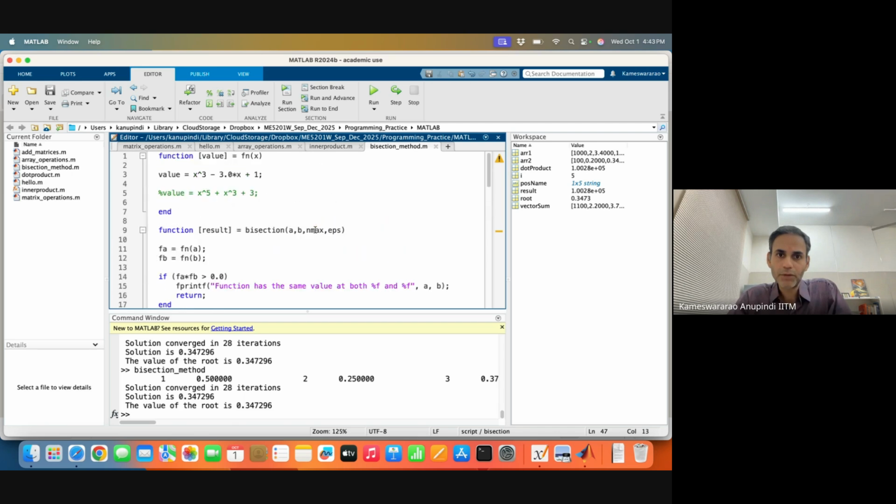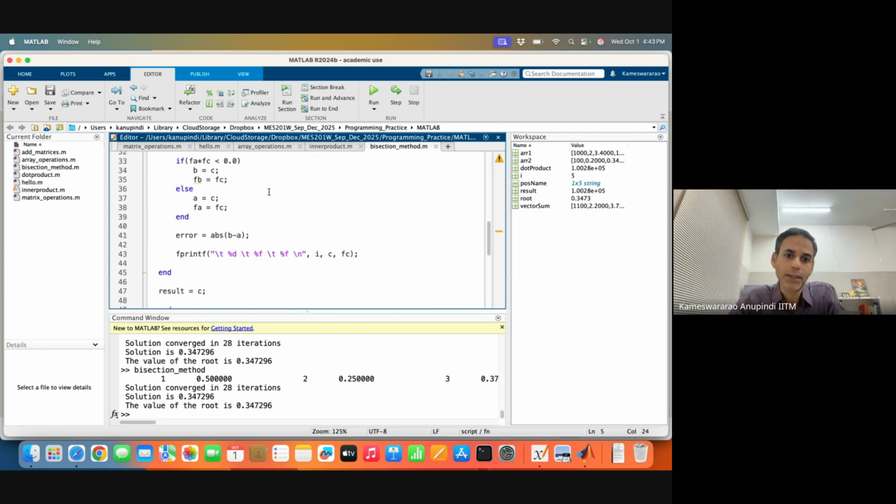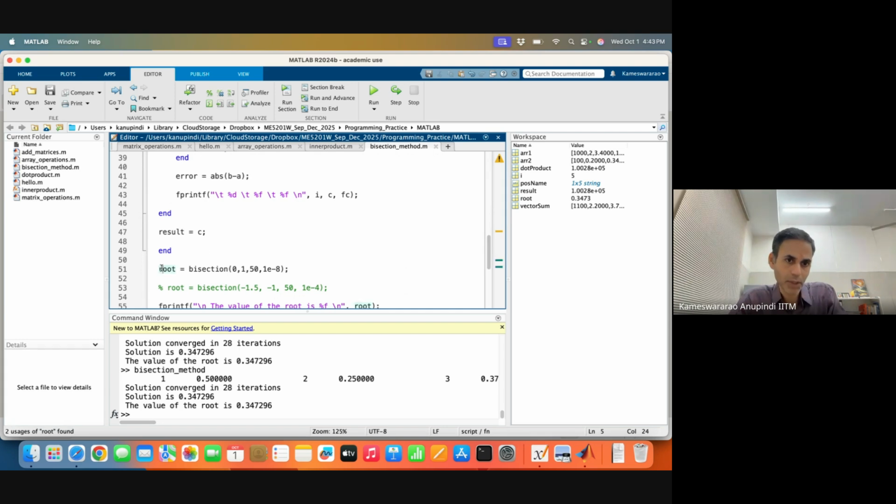Now let me say I want to modify this program for another function. That means I don't want to work with this function, I want to work with this one: x cube plus x power 5 plus x cube plus 3 is my function. So I can simply change that. Then I also have to change the initial arguments I give for the bisection method. Let me say I give minus 1.5, minus 1, 50, and 1e minus 4. I give this and then run.